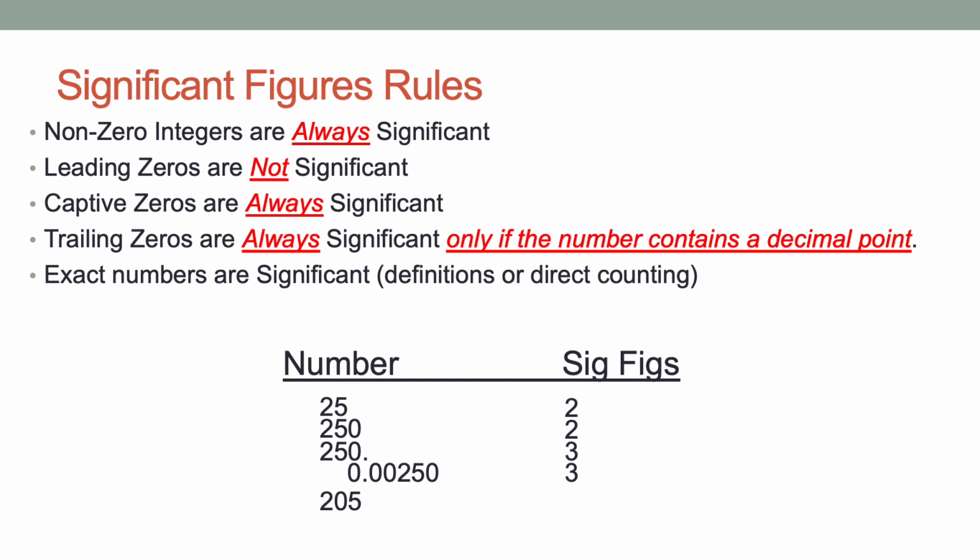Finally, 205. Here, we'll see a 0 that is captive. That means the 0 is sandwiched in between two non-zero integers. 205 has three significant figures.